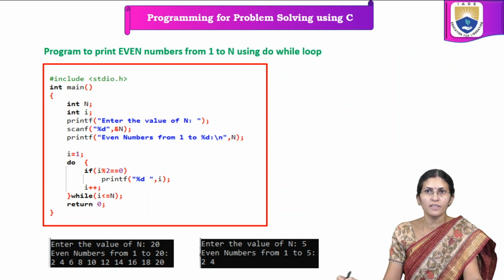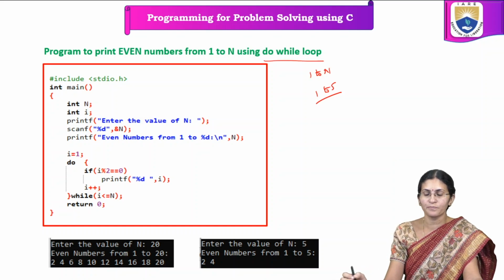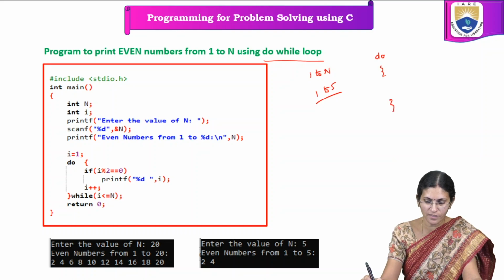Next, we'll see the same program to print the even numbers from 1 to n, suppose n is equal to 5, using do while loop. The do while loop is an exit control loop. Here we write the statements first. After that, the condition is checked.